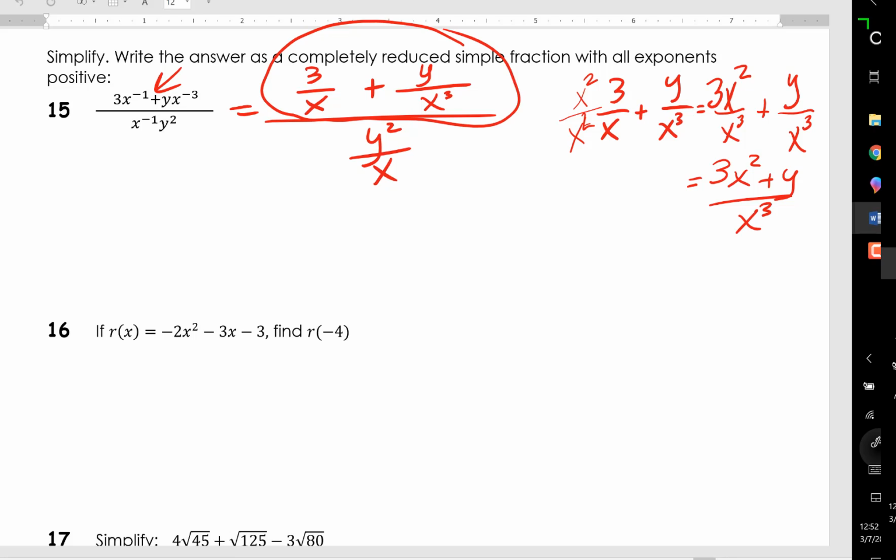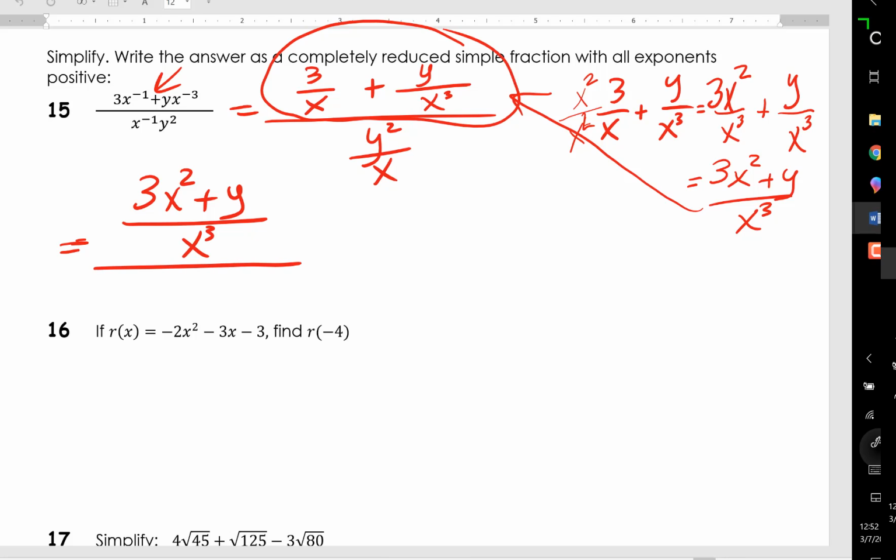Now, that is what we're going to put in for the numerator of this fraction. We just added those 2 fractions together. So when I add those 2 fractions in the numerator together, I've got 3x squared plus y over x cubed. That's what I just did. And then the denominator is y squared over x. It's only one fraction, so we don't have to do anything else to it. And now we simply change that division problem to a multiplication problem. We multiply by the reciprocal.